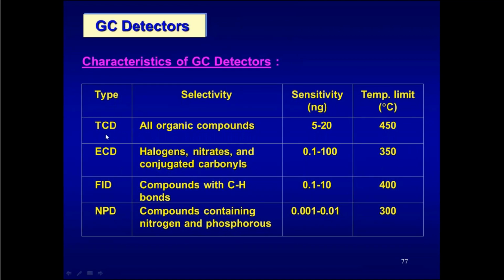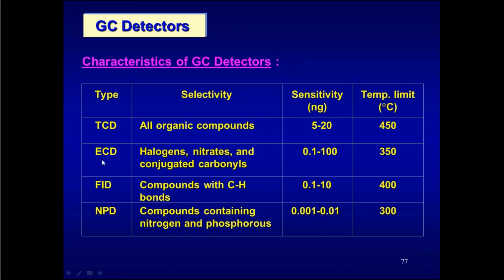So TCD, or thermal conductivity detector, these are a comparison of the detectors that we are going to study. This is responsive to all organic compounds. That means it is a general purpose detector. It is not a selective detector. It responds to all organic compounds. Its sensitivity is, however, a little low. So maximum you can say 5 to 20 nanograms only. And the temperature limit, however, is very high. So it can withstand temperatures up to 450 degrees centigrade. And that's one of its major advantages. The other is any type of compound, most of the organic compounds, particularly what our pharmaceuticals will be, most of these compounds can be estimated by thermal conductivity detector.